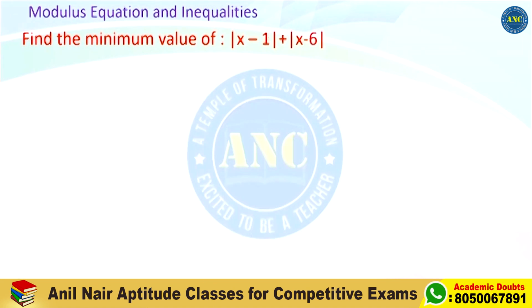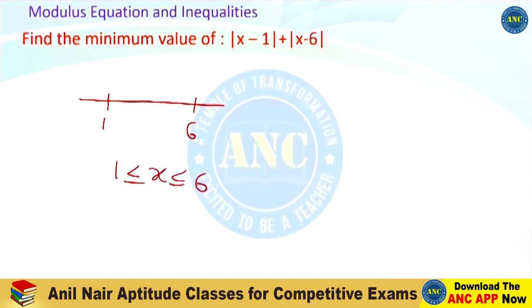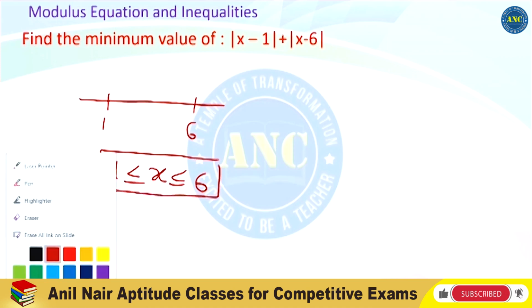Next one. Mod x minus 1 plus mod x minus 6. X is there at a critical point 1. X is there at a critical point 6. They both will cover the minimum value only if they travel in the opposite direction. 1 less than or equivalent to x less than or equivalent to 6 is the range.